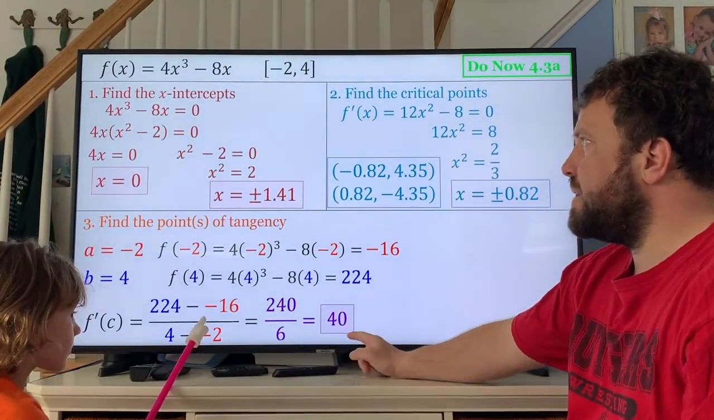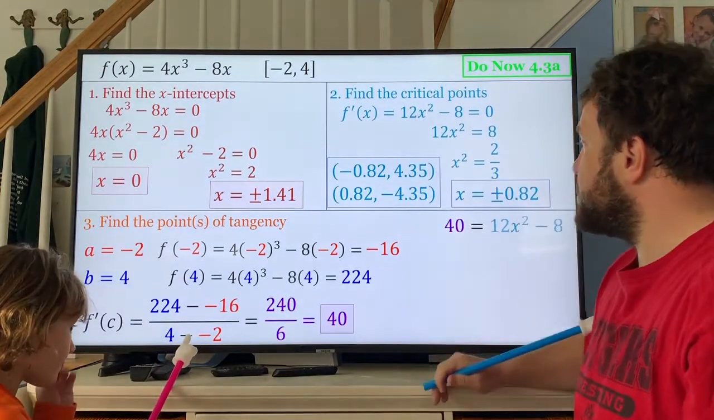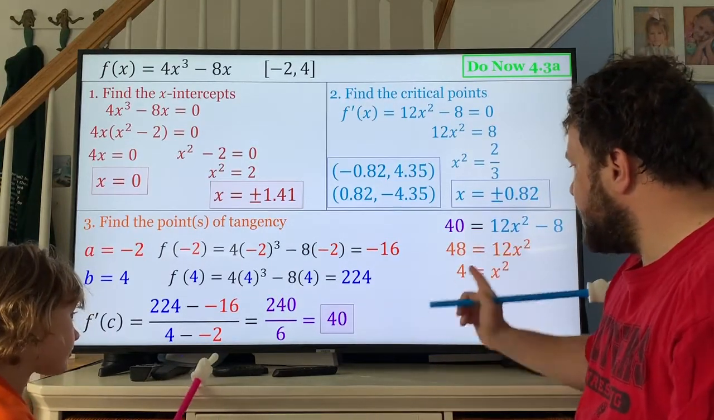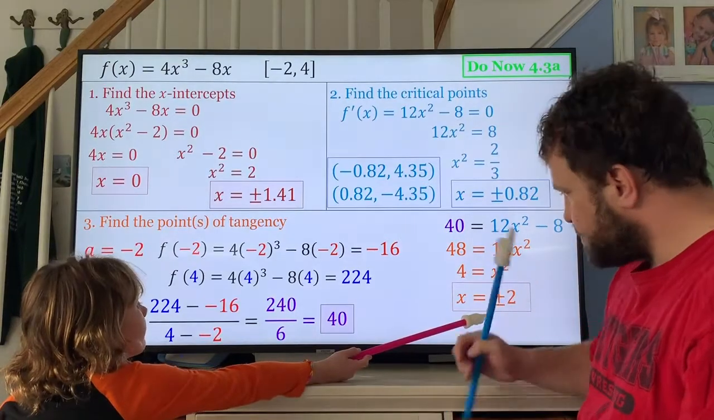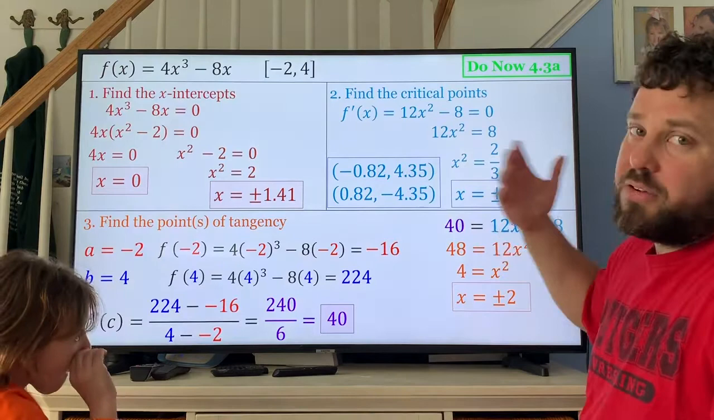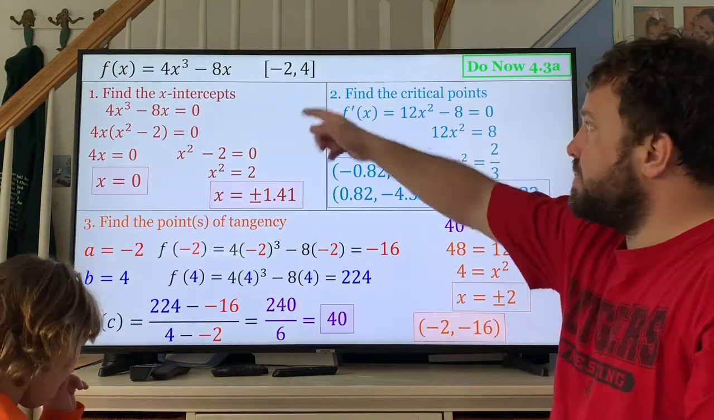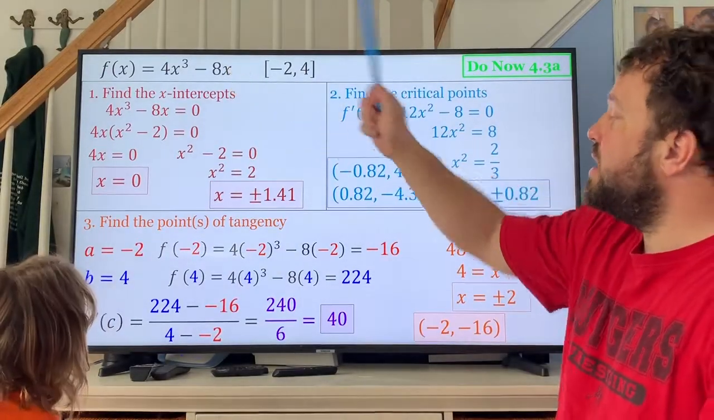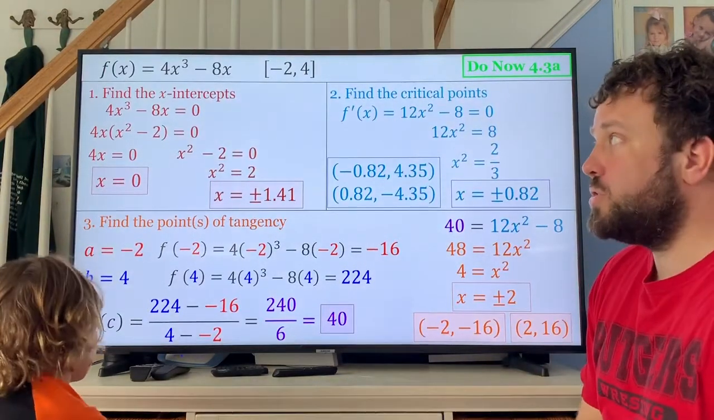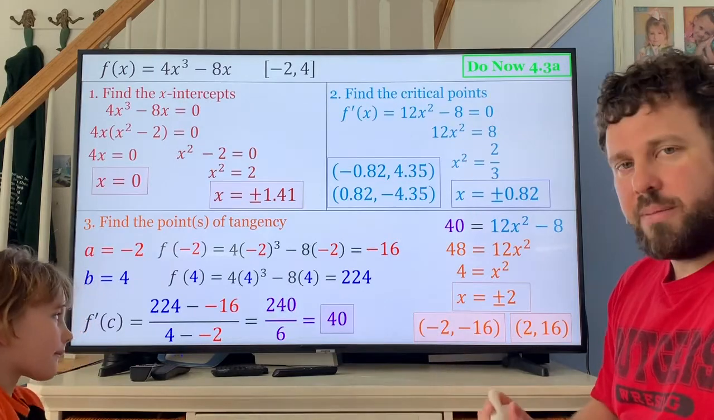Take this and equate it to the actual derivative of the function. So 40 equals 12x squared minus 8. Add 8 to both sides, divide by 12, and the square root is plus or minus 2. Now, a lot of people messed up and had this equaling 0. That's how you find critical numbers, not points of tangency. Take this, negative 2, 16. If I plug negative 2 into this equation, I get 16. If you plug in positive 2, you get a positive 16 as well. All right? And you did that just to make sure you're still on point and that you did well on the test. Ready?